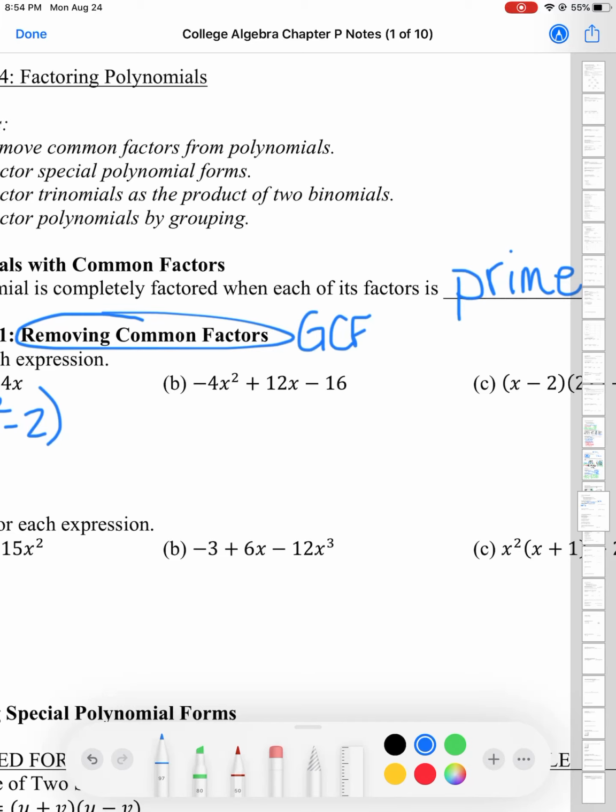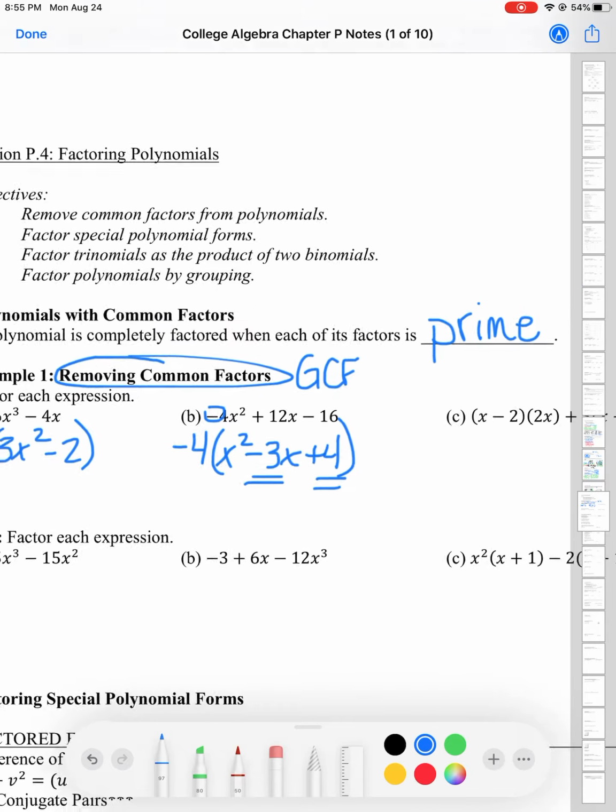In part B, my GCF seems to be -4. And I'm going to pull out a -4 instead of a +4 because then I won't have the negative out here in front. So I have x squared minus 3x plus 4. And I don't have any factors of 4 that add to -3. So this is prime, and that's my final answer.